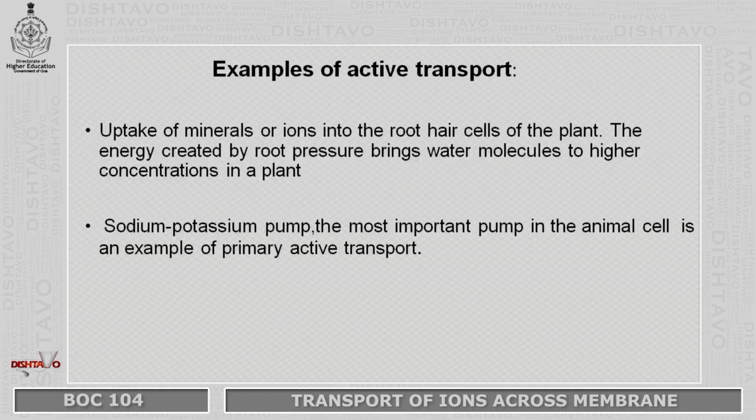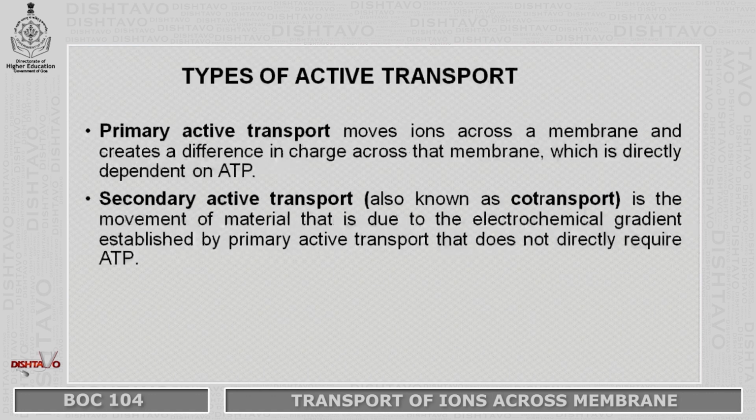Examples of active transport: uptake of minerals or ions into the root hair cells of the plant, and another one is the sodium potassium pump, which is found in the animal cells. Types of active transport: we have primary and we have secondary. Primary active transport moves ions across a membrane and creates a difference in charge across that membrane, which is directly dependent on ATP. Whereas secondary active transport is the movement of material that is due to electrochemical gradient.